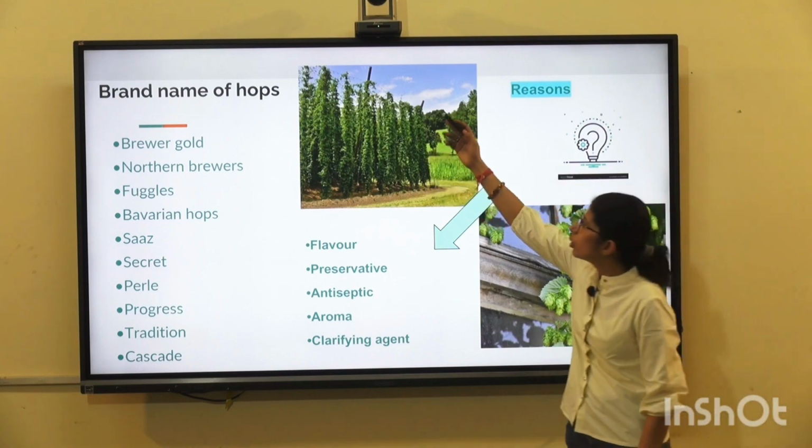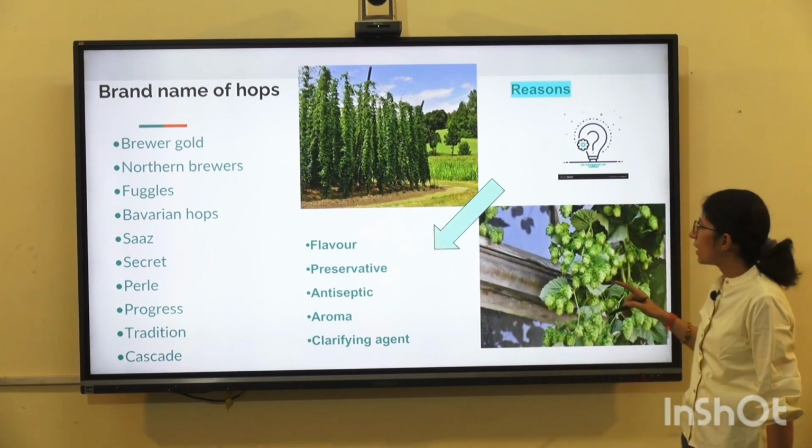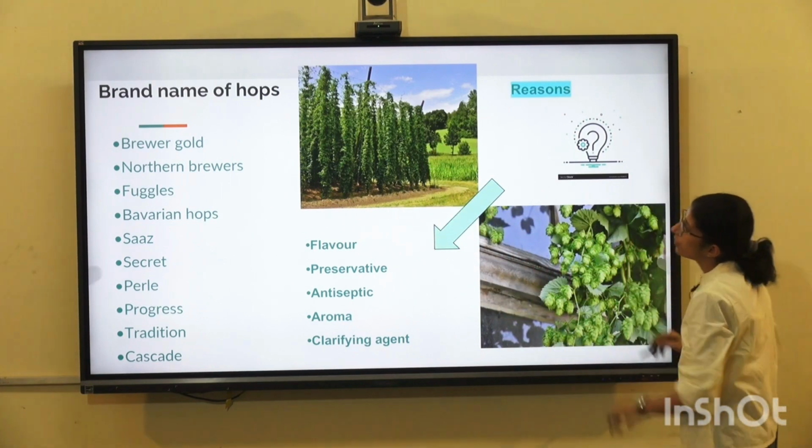These are the vines of the hops. Just like grapes are grown on vines, hops are also grown in a similar pattern.